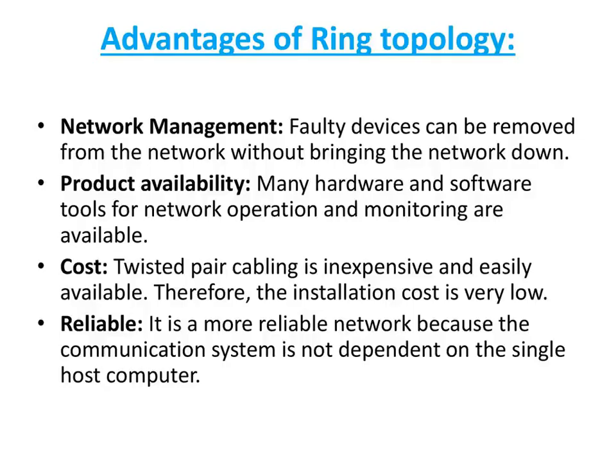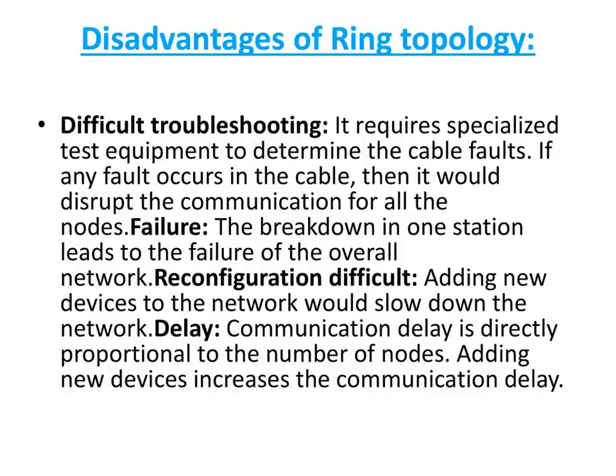Advantages of ring topology: network management. Faulty devices can be removed from the network without bringing the network down. Product availability. Many hardware and software tools for network operation and monitoring are available. Cost. Twisted pair cabling is inexpensive and easily available. Therefore, the installation cost is very low. Reliable. It is a more reliable network because the communication system is not dependent on a single host computer.